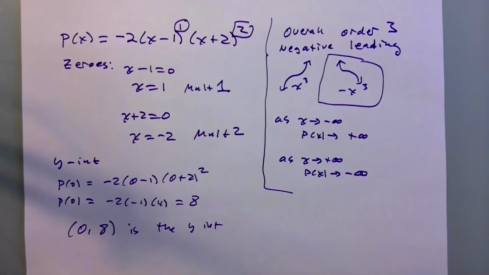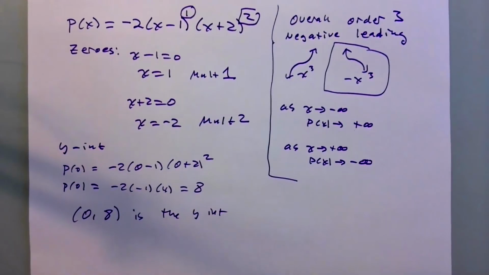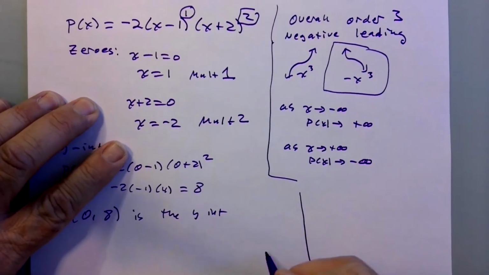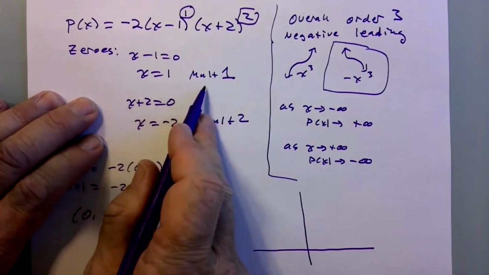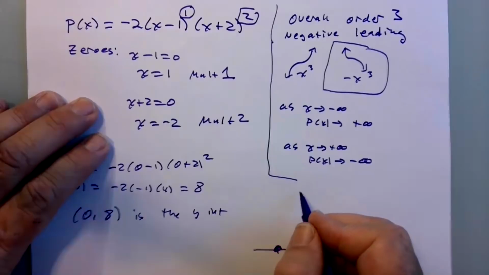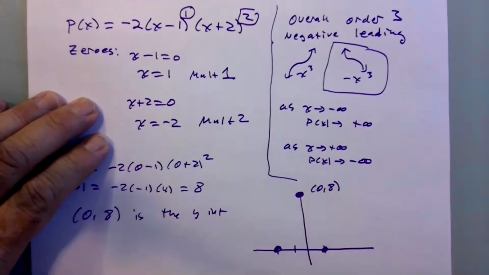Can we put all this together to make some kind of a reasonable graph for this? Well, let's take a look. We have a zero at 1, multiplicity 1. We have a zero at -2, multiplicity 2. We know this is our shape. And then my y-intercept way up here is (0, 8).